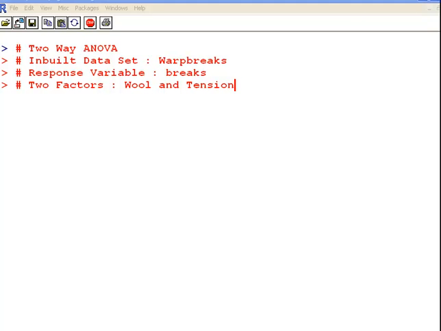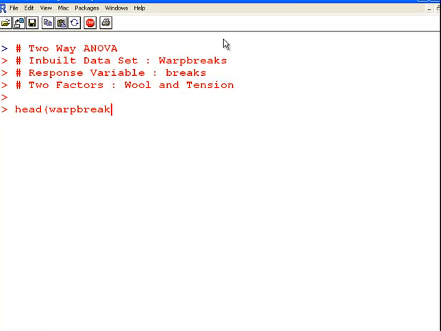Okay, in this presentation we are going to look at two-way ANOVA, and what we're going to do is work with an inbuilt data set called warpbreaks. In this data set we're going to use two categorical variables. The response variable here is breaks, and the categorical variables are wool and tension.